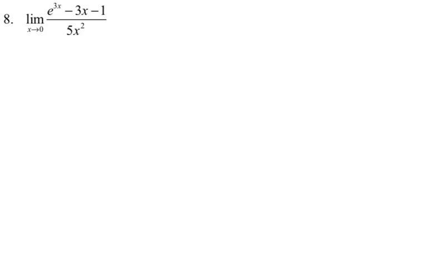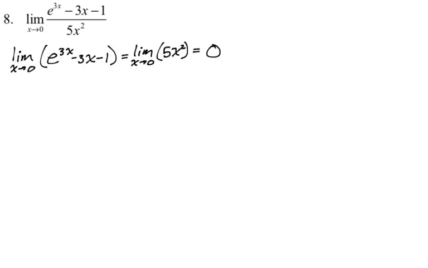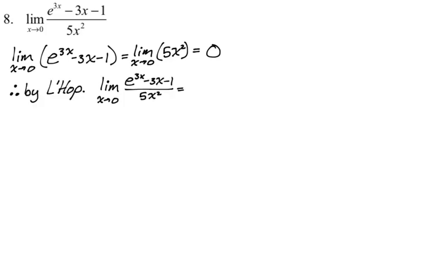So first thing we're going to do is try to evaluate at 0. And you get e to the 0, which is 1, minus 0, minus 1. So you get 0 in the numerator over 0 in the denominator. So it's a L'Hopital situation. So what I'm going to do is write that out, but I'm not going to make you watch me write that out. So I'm going to write limit as x approaches 0 of the numerator equals the limit as x approaches 0 of the denominator, which equals 0. Therefore, by L'Hopital's rule, the original limit is equal to, and now let's do it.